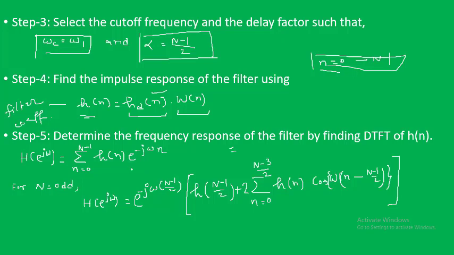otherwise it is 0. So for N odd, H of e power j omega is given as e power minus j omega (N minus 1) by 2 into h of (N minus 1) by 2, that is the midpoint we are taking out, and twice of the other points. So these are given by this equation. So that is the frequency response. So you can keep it as it is with only changing this value, and the equation as it is.